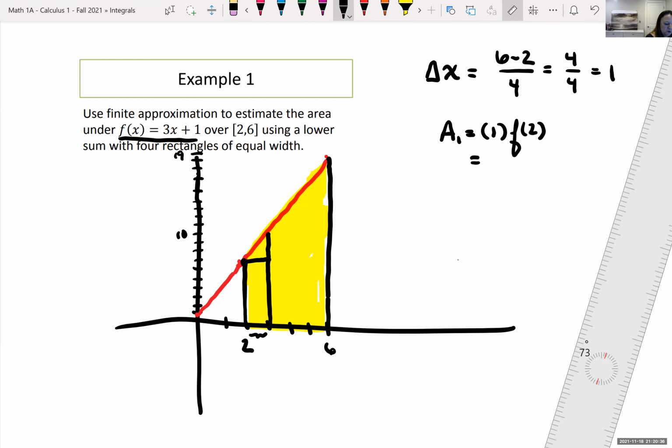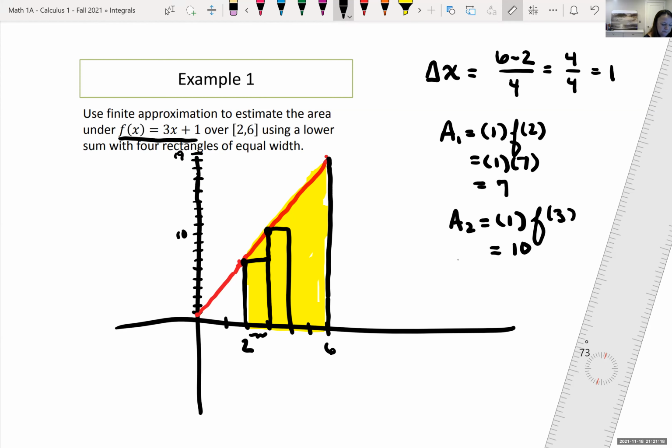Might as well just do it. So this is 1 times f of 2. If we plug in 2 into our function, we saw that that was 7. So this is equal to 7. So now if we looked at the area of the second rectangle, the width is still 1, but the height, we're going to look at f of 3 because we want the smallest in there. So if we plug in 3 into f of x, we get 3 times 3 is 9 plus 1 is 10. So we have 1 times 10, which is 10.